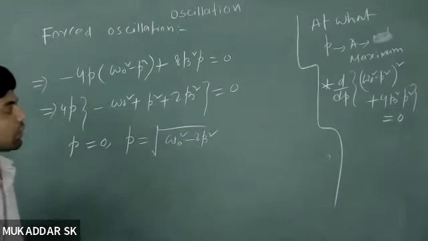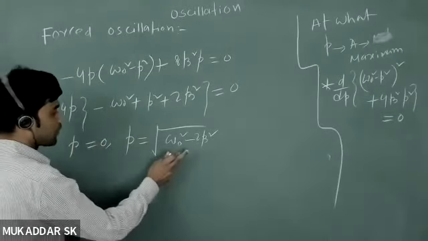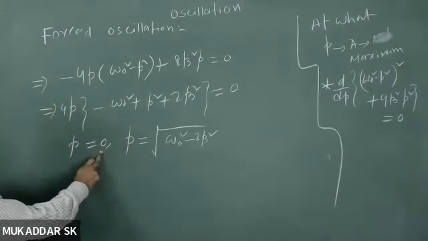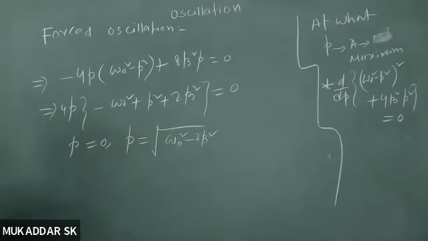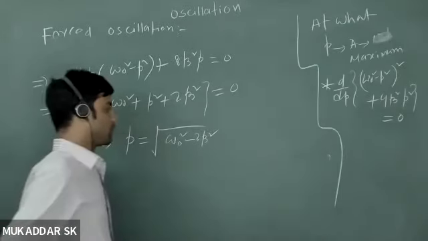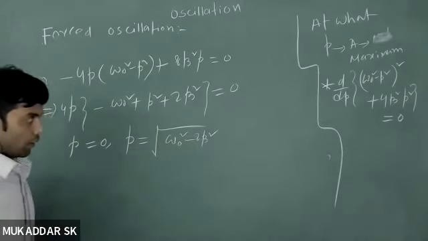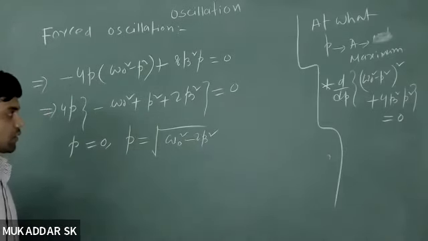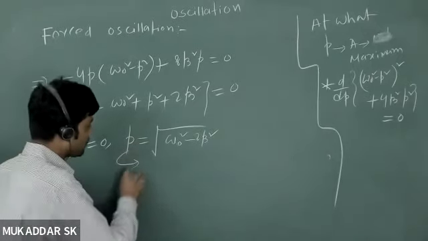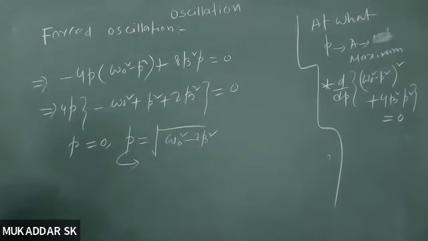If you double differentiate this and substitute this value of p, then at this point the function will be negative. The double differentiation value will be negative, meaning at p equals 0 this function will have maximum value. If you substitute p equals this after double differentiation, that will give you a positive number. It means at p equals this value, the function will be minima, right?